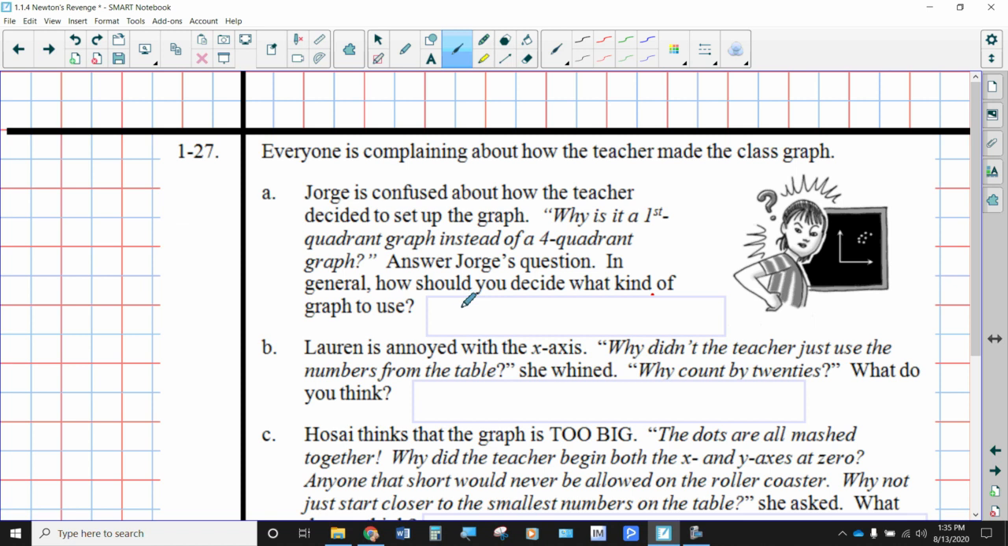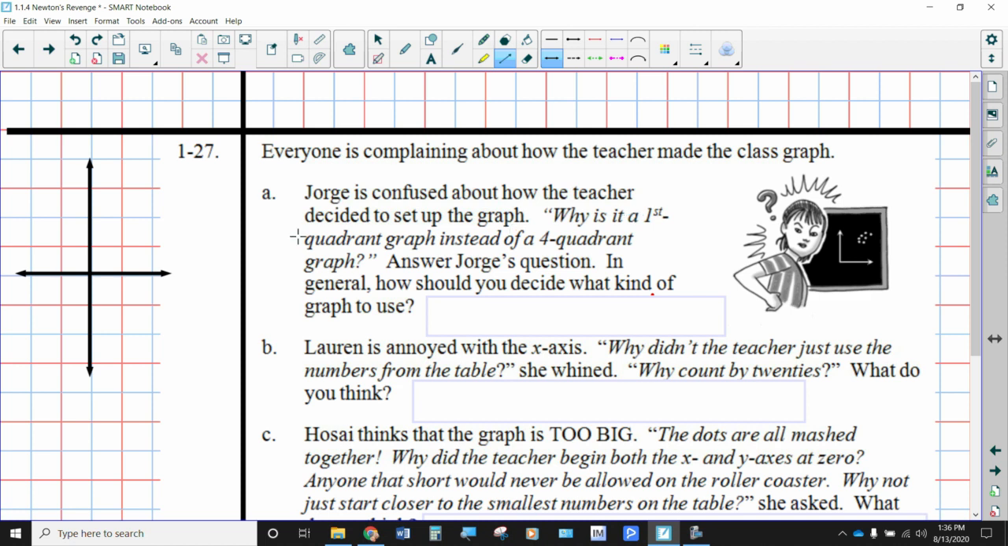All right, now, nobody's complaining about my graph that we created, but in this particular CPM classroom, we have some complaining going on. Jorge is confused about how the teacher decided to set up the graph. He asks, why is it a first quadrant graph instead of a 4-quadrant graph? Now, remember the difference between the two. A 4-quadrant graph looks like this.